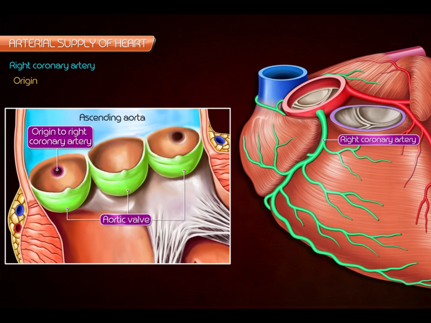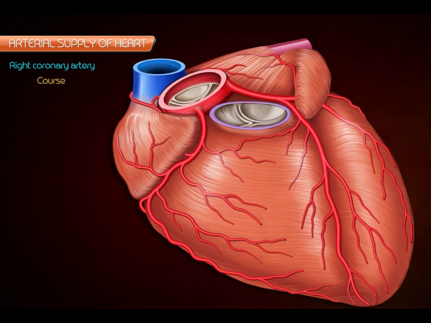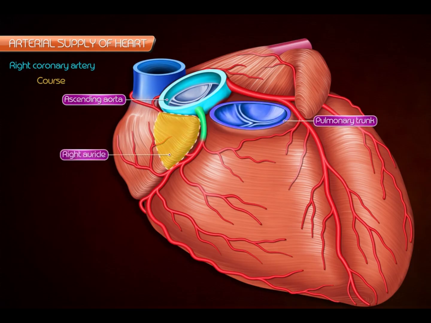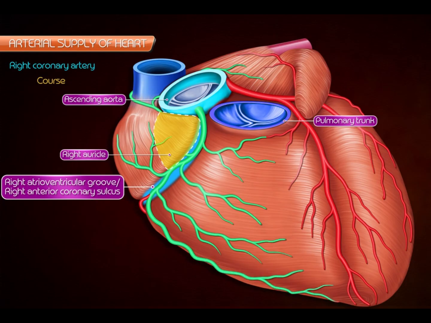Right coronary artery. Origin. It arises from the anterior aortic sinus of the ascending aorta immediately above the aortic valve. Course. After arising from the ascending aorta, the right coronary artery first runs forwards between the pulmonary trunk and the right auricle, and then it descends almost vertically into the right atrioventricular groove, the right anterior coronary sulcus, up to the junction of the right and inferior borders of the heart.